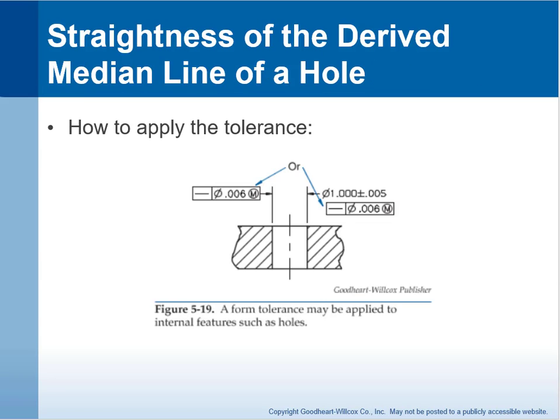Okay, so straightness of the derived median line of a hole. In this case we have a hole. It is a cylindrical feature, and we have a straightness tolerance on it. In this case, it's applied to the feature of size. We know that because here's our size specification, and then here is our feature control frame of straightness for that hole. Or we put it on the other end of the dimension lines, and then it means the same thing. So a form tolerance is applied to an internal feature.